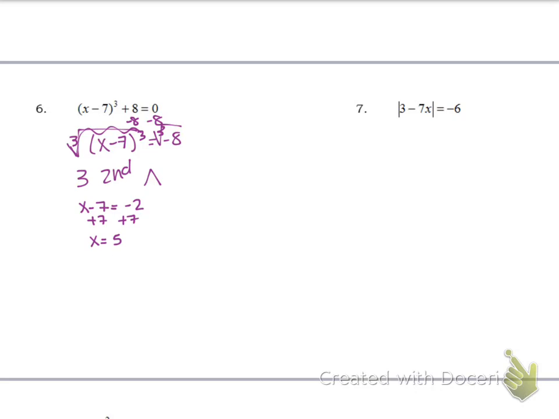Okay, my next one here, absolute value bars, we go into a split. You cannot split a negative when it's absolute value. So this is actually no solution. Okay, because it has to be positive to go into that split of positive negative. It can't start out negative.